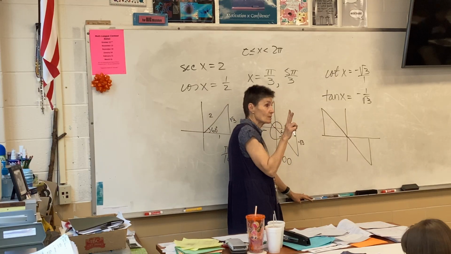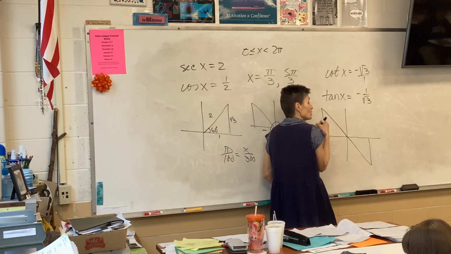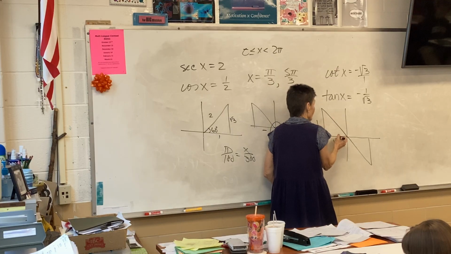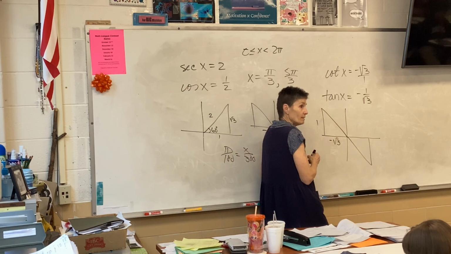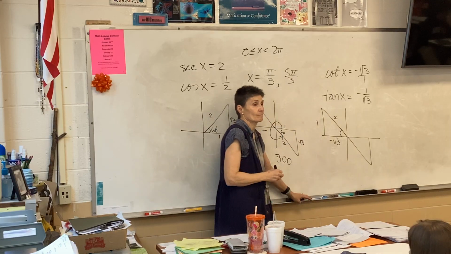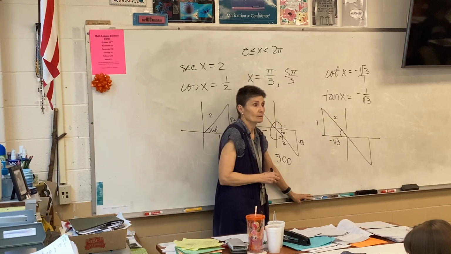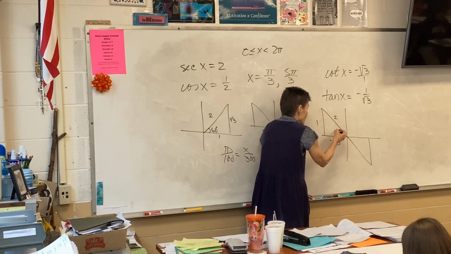These problems have two answers every time. So tangent is 1 over root 3. So in this quadrant, it would be the root 3 that's negative. How big is that angle? That angle right there, how big is it? Look at that triangle. That's a 30, isn't it?